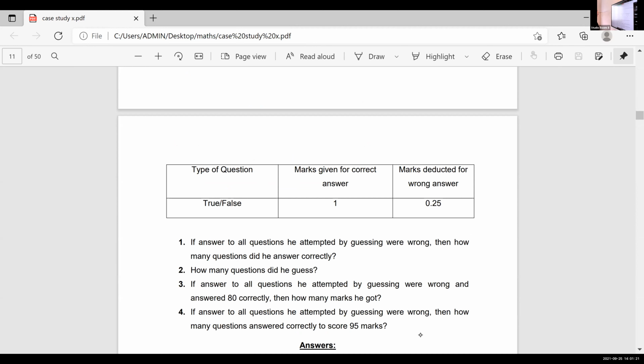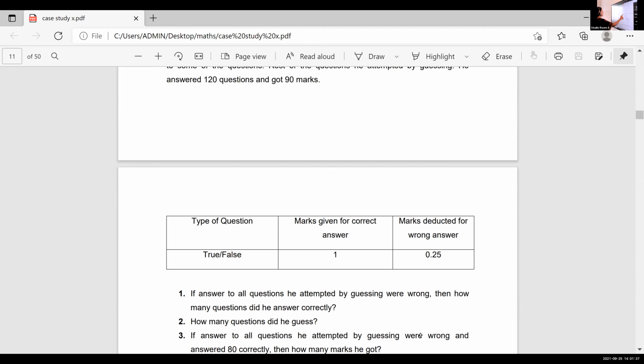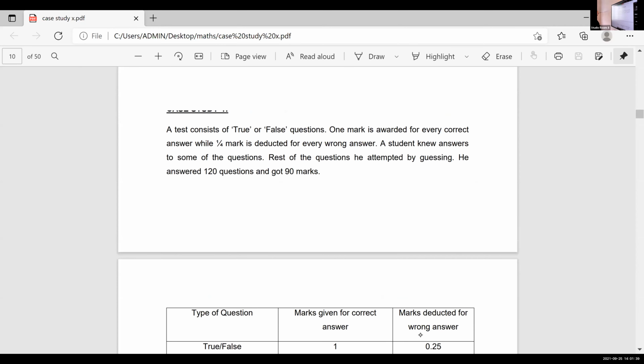It's a true or false question. If it is correct, you'll be getting 1 mark. And for wrong answer, 0.25 marks were deducted. So now look at this. Can you frame the equations from here? How many questions? We don't know. He answered 120 questions and got 90 marks. How will you frame the equation here?